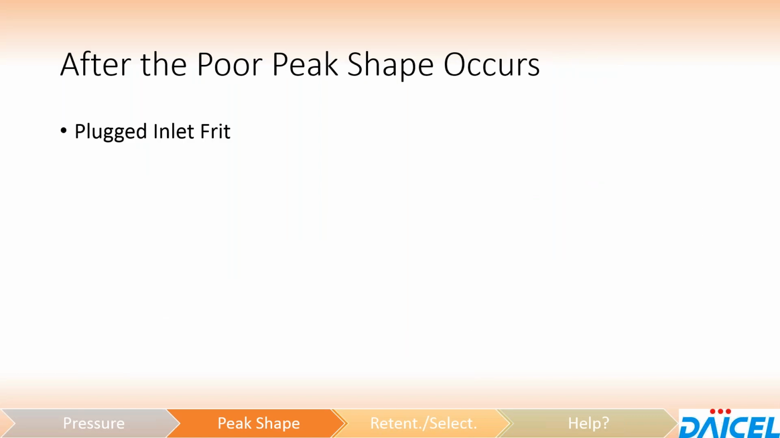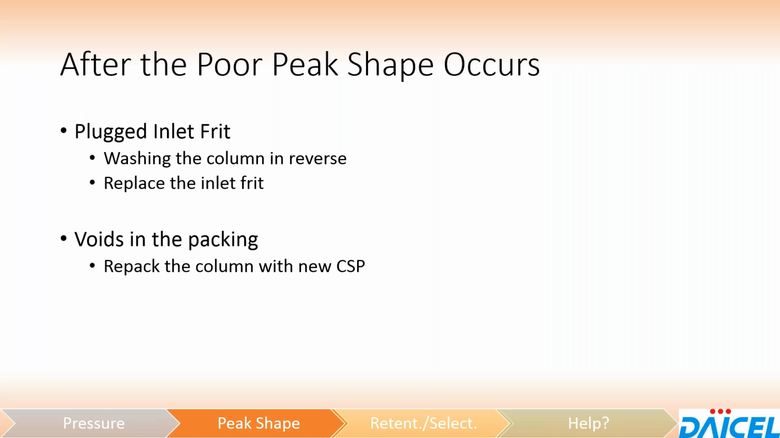Once the poor peak shape has occurred, with the plugged inlet frits, I mentioned washing the column in reverse in the previous section, something that you can certainly try. Replacing the inlet frit if it's a prep column, or replacing the column if it is an analytical column. Void in the packing. Unfortunately, there's only one thing that you can do, and that is repack the column with new CSP. You have to clean up the column, remove any of the damaged CSP, and then replace it with the correct amount that needs to be there for a well-packed column. I'll talk a little bit more about repacking in the help section, because that's actually a service that we can help you with.